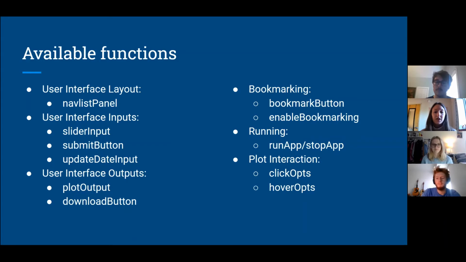And then with bookmarking, you can use the bookmark button to bookmark or share links, and enableBookmarking, which can be used with URL, and this encodes all of the relevant values in a URL. And then you can use the runApp or stopApp functions. And this offers a really flexible option to change the value or the behavior of the app without changing the data file itself. And then with plot interaction, you can use clickOpts and hoverOpts, which generate an object representing click or hover options.